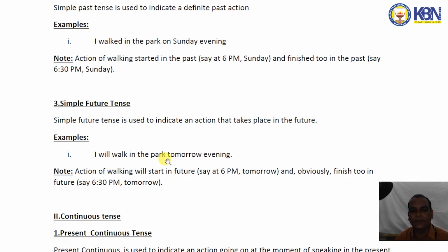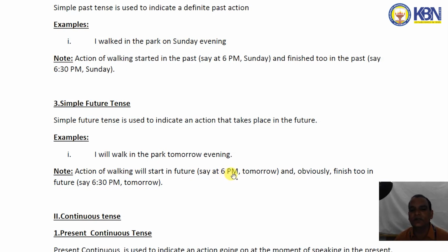I will walk in the park tomorrow evening. Tomorrow evening is a future time. Here it is mentioned in that note. Action of walking will start in future, say at 6 p.m. tomorrow. Not today or not yesterday.